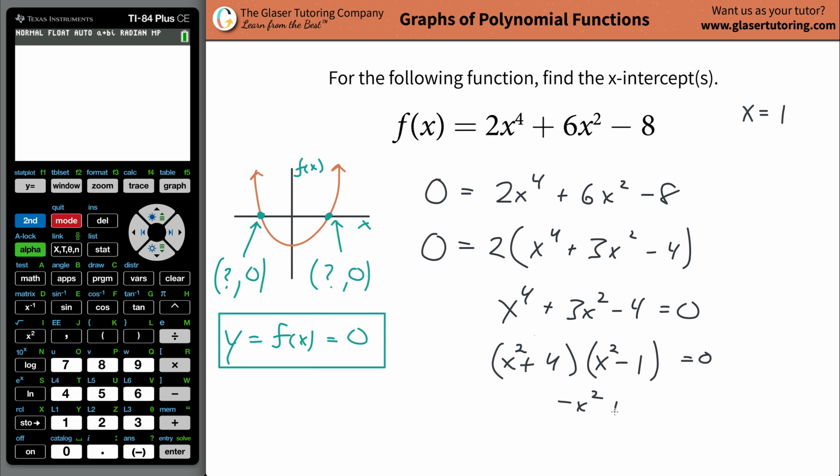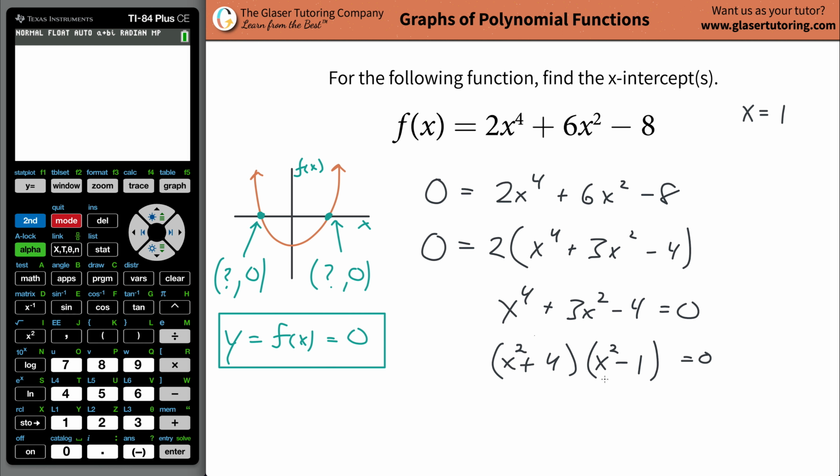+4 times x squared is going to be a +4x squared. When you combine those terms, that's going to be a +3x squared. Oh my goodness, there it is. And then +4 times -1 is going to be a -4, right? You see it? It all worked out.